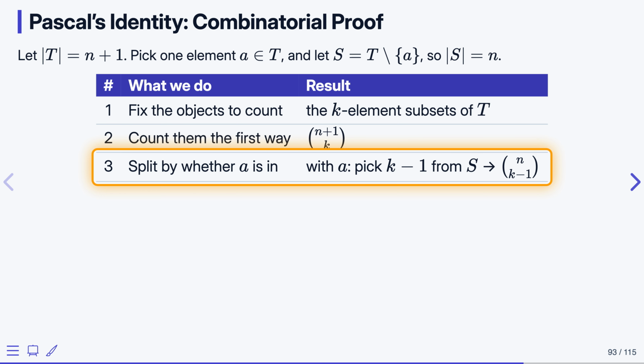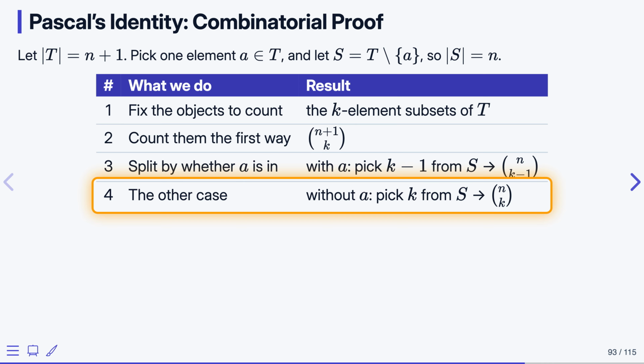First case, the subset contains A, then A is settled, and the other k minus 1 elements come from S, that is n choose k minus 1. Step 4. Second case, the subset does not contain A, then all k elements come from S, that is n choose k.